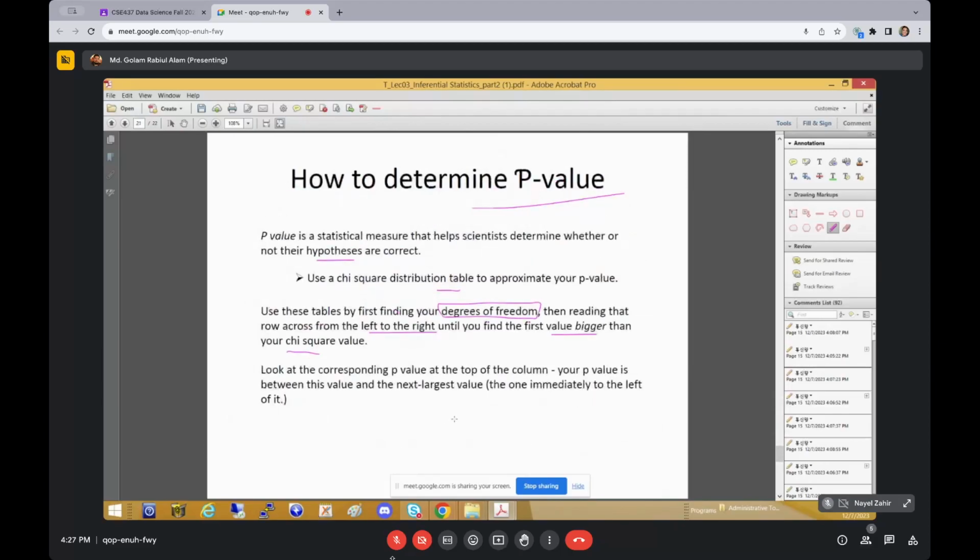So then you will get the bigger value. Look at the corresponding p-value on the top of the column. Your p-value is between this value and the next largest value, the immediate one to the left. We have already calculated those p-values also.